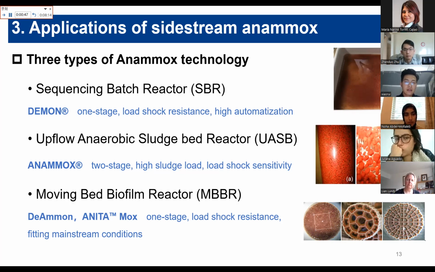The second one is called UASB. The advantage is that it has high sludge load, which means it can achieve high nitrogen loading. However, the weakness is that it has low shock resistance. And the third one is called moving bed biofilm reactor, which is also called MBBR. This technology is one stage, and it can achieve high shock resistance. Moreover, another advantage is that it can be used in the mainstream treatment, which is very popular nowadays.